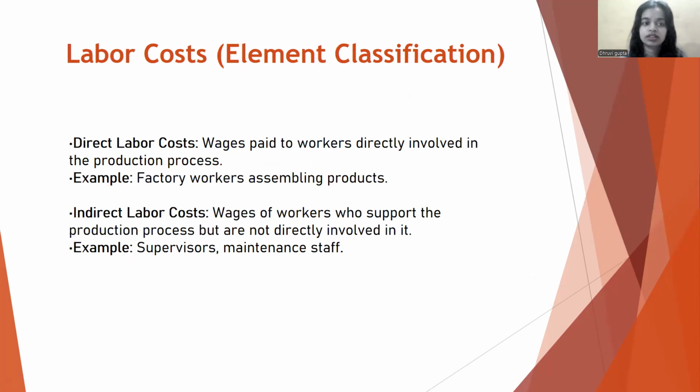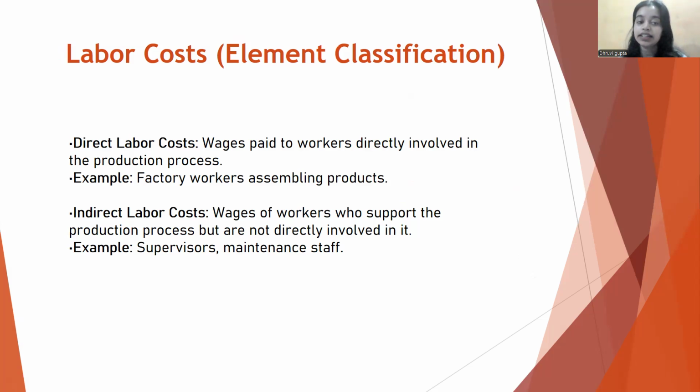Second is labor cost. There are two types, direct and indirect. Let us first see direct labor cost. It is the wages paid to workers directly involved in the production process. For example, factory workers assembling products. The factory workers who are assembling the products are directly involved in the manufacturing process. That's why it is direct labor cost.